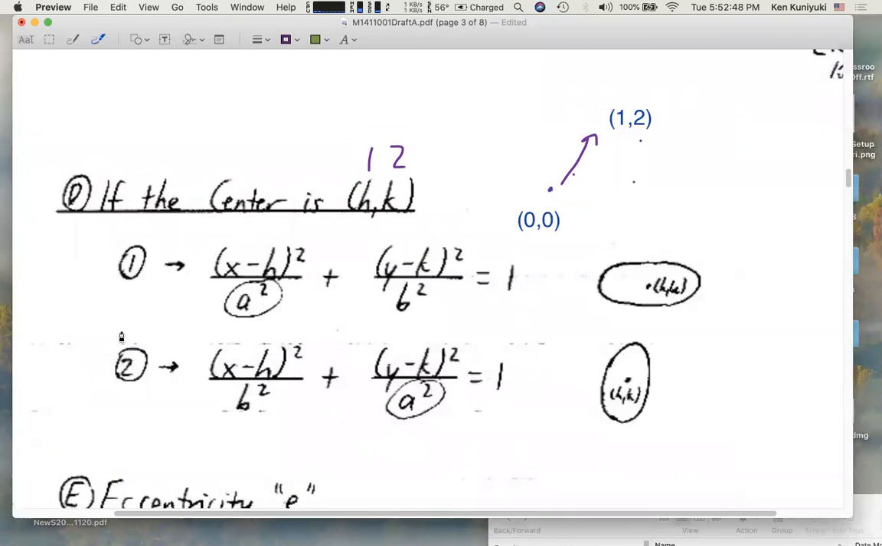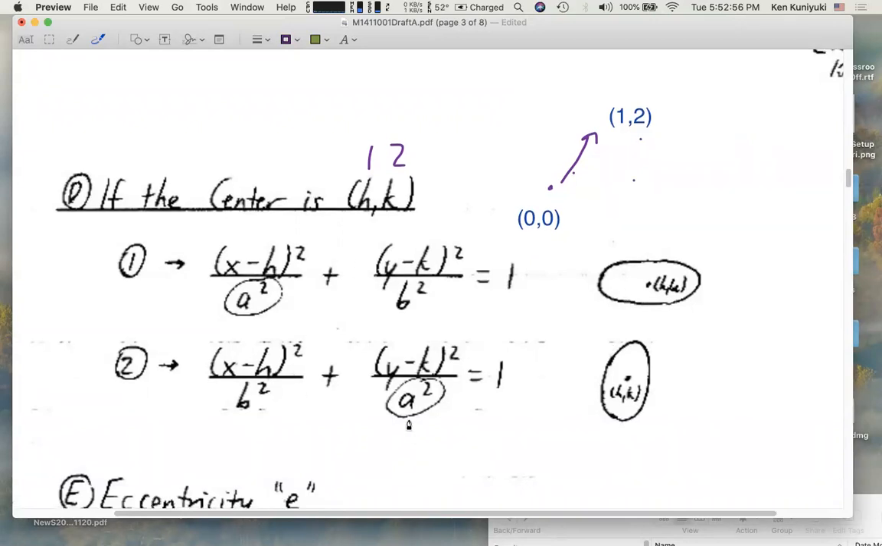So these are the more general standard forms for the equation of an ellipse centered at a more general point h, k. Remember, a squared corresponds to the bigger denominator, and it indicates whether we have an x-long or horizontal ellipse or a y-long or vertical ellipse. Don't forget the equals 1 on the right.